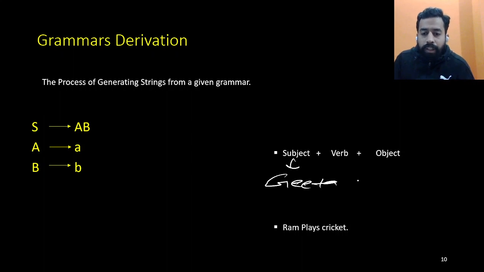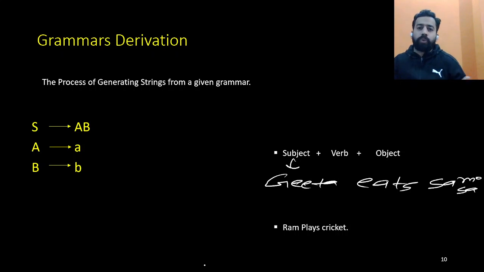Gita. Gita does what? Say Gita play or Gita eat. You can use eat. Gita eats. What do you want her to eat? Let us say she is eating. What is your favorite food? Samosa. Okay. So let us say Gita eats samosa. So this is another sentence you have derived. So this is how you can derive sentences from given grammars.